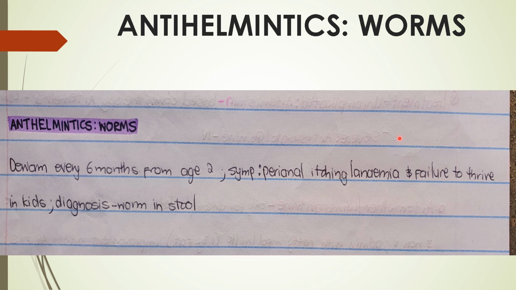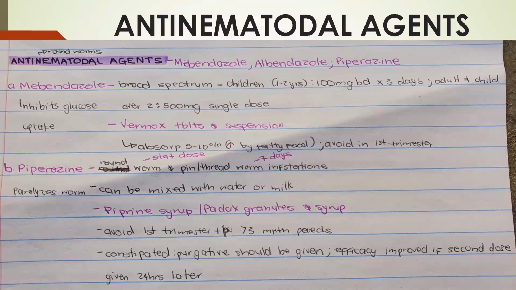Okay, and then you've got your anthelmintics. These are for your worms. You start getting this from the age of 6 months, or from 12 months, and then you give it every 6 months. And you'll see this in the clinic when you go get your immunizations. They will start giving it to you every 6 months with your vitamin A supplementation. Symptoms include perianal itching, anemia, failure to thrive in kids, etc. And you diagnose that the child has worms if you see any worms in the stool.